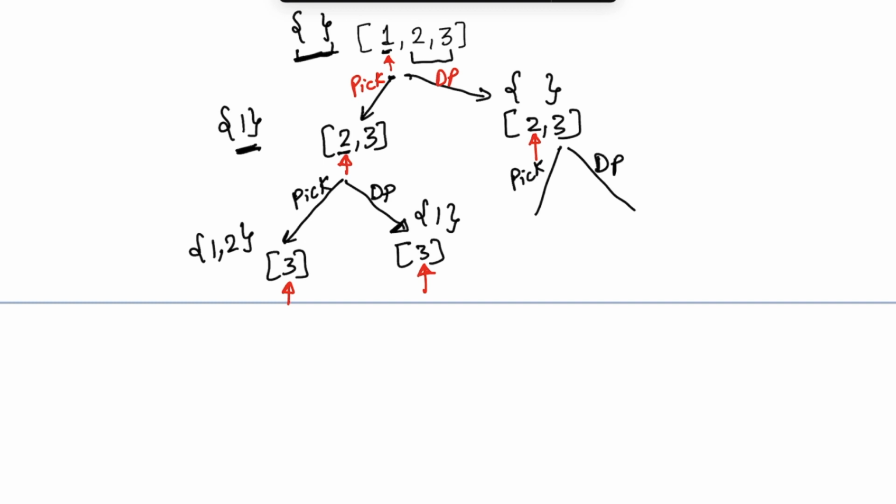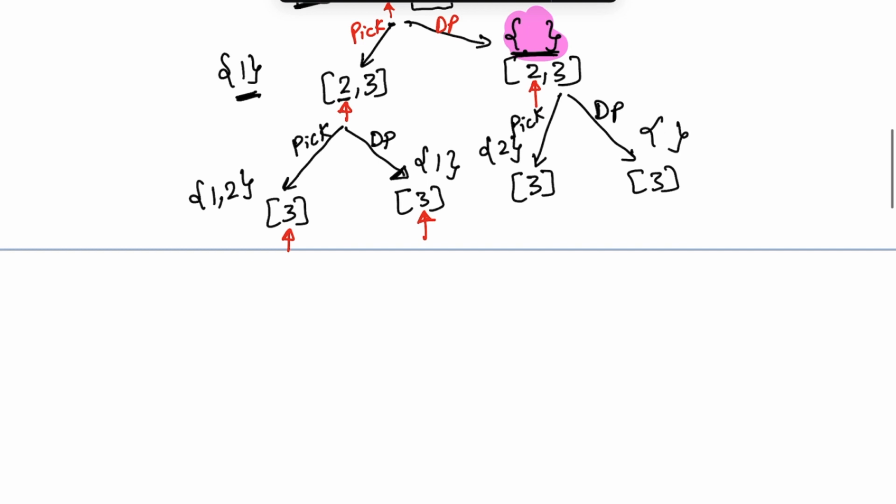If I already pick 2, I have the current set as empty. If I pick 2, then my set will become 2. And if I do not pick 2, which means I'm not adding 2 in this current set, then my set will remain empty. So again, 2 is processed. We are left with only one element, which is 3. I guess this is making sense.